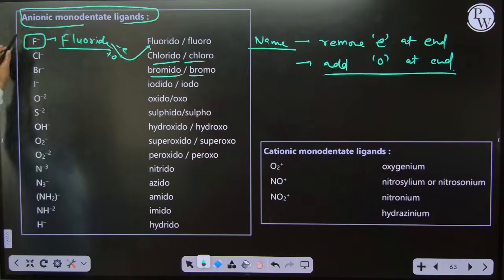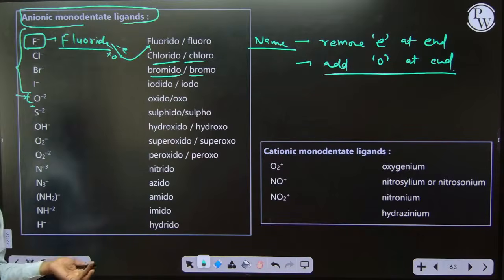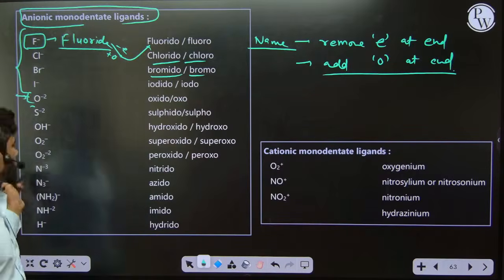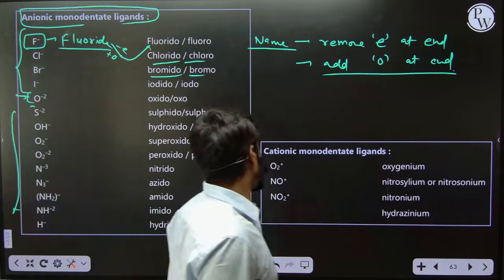So these are the names of the halides. Oxide becomes oxido. Sulfide becomes sulfido. Similarly, this is how the names of ligands are formed.